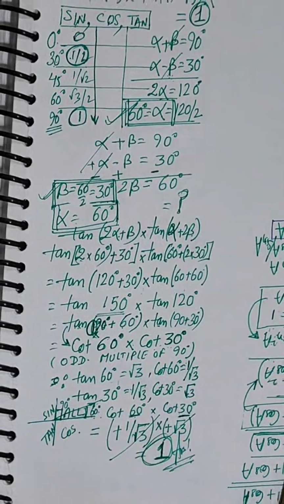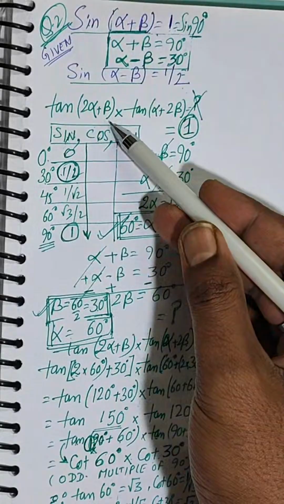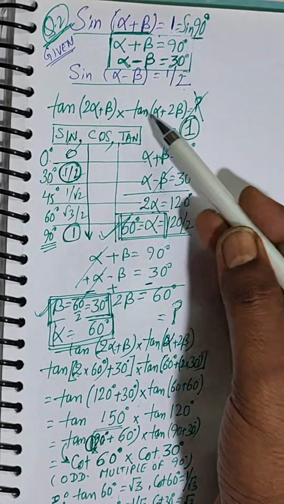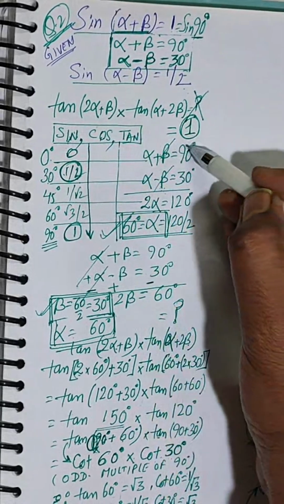And this is calculated as 1. So 1 is calculated as the value of tan 2 alpha plus beta multiplied by tan alpha plus 2 beta, or tan alpha plus 2 beta multiplied by tan 2 alpha plus beta, or vice versa. This value is calculated as 1.